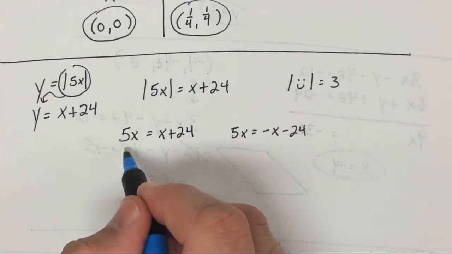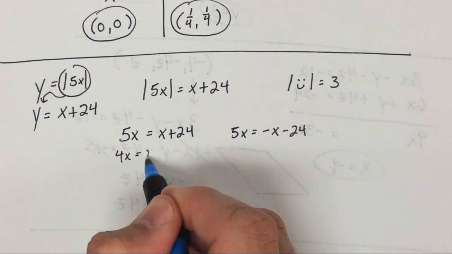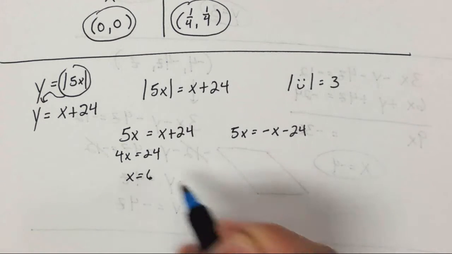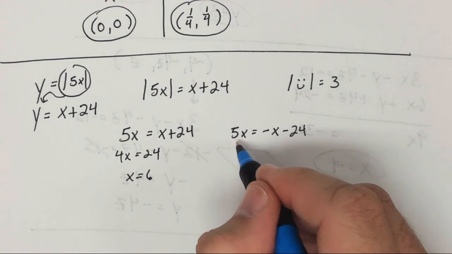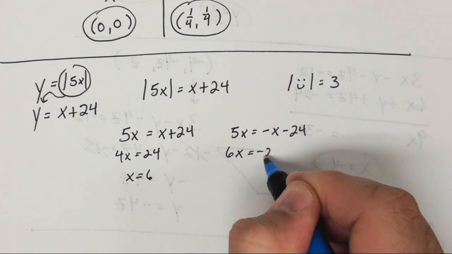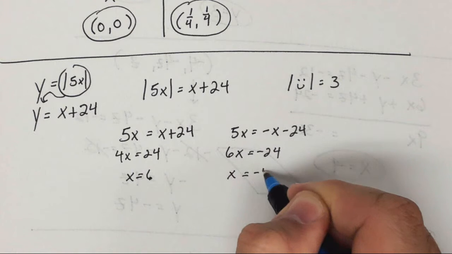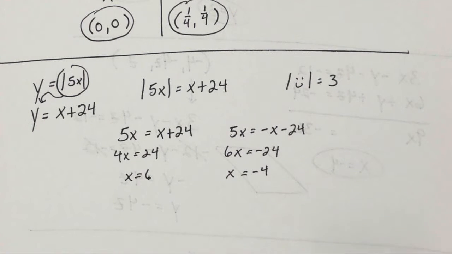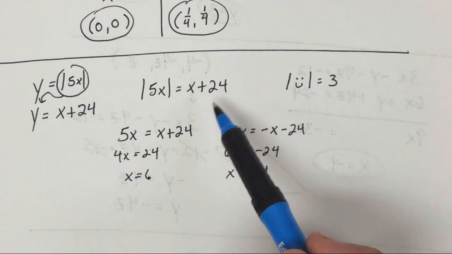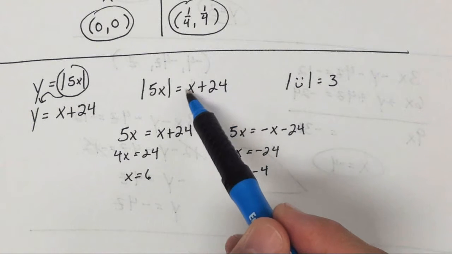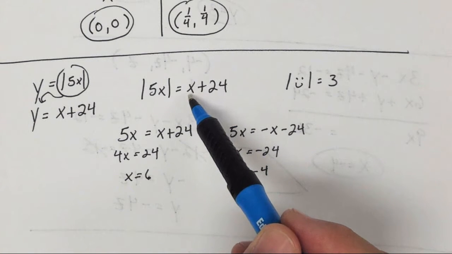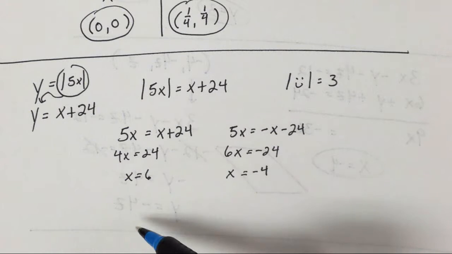Move the x over. It gives you 4x is 24, so x must be 6. Move the x over. That gives you 6x equals negative 24, so x must be negative 4. And again, in my years, usually what I notice, if you have an x on the outside of these, that's when you have extraneous values. I don't think that you will here, though.